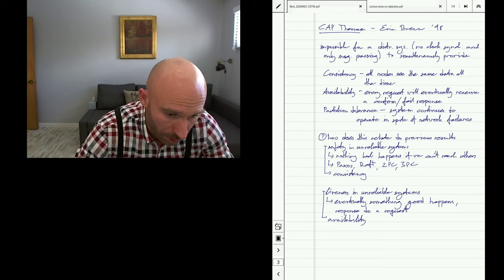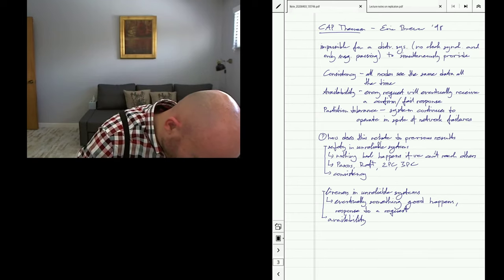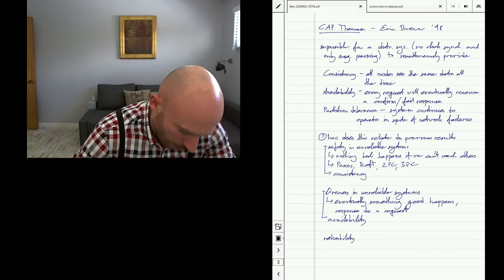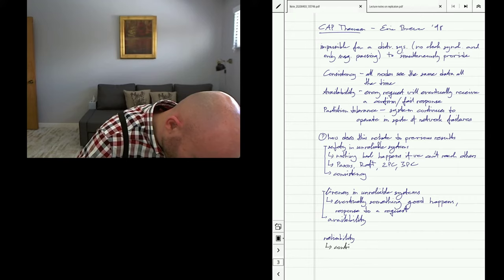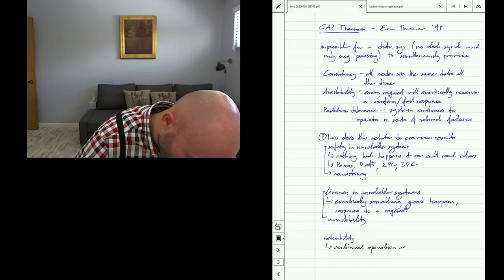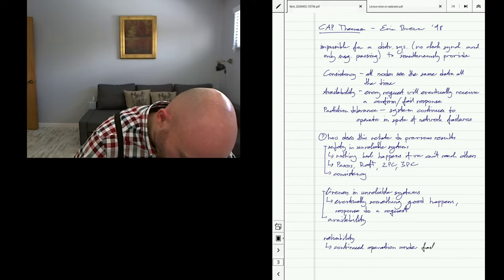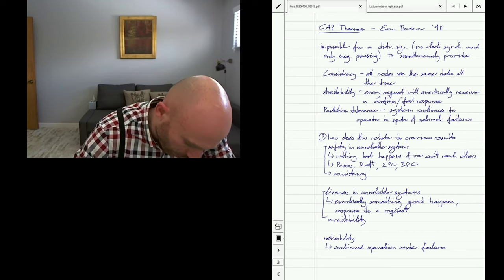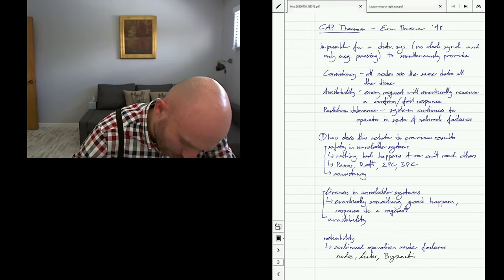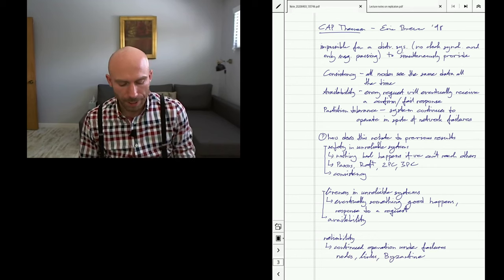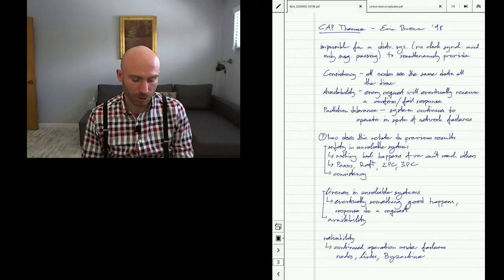Okay, and then we talked about reliability, which we can think of as continued operation under failures. And the failures here can be to nodes, links, or Byzantine. All right, and we talked about different protocols that can deal with this in different ways and provide continued operation under a set of assumptions of node, link, or Byzantine failures.